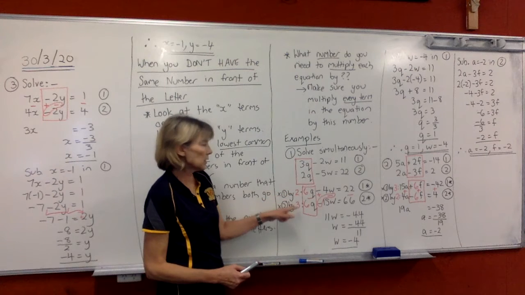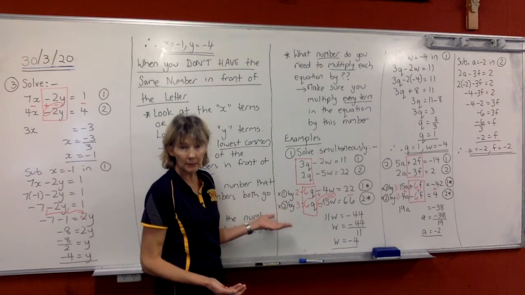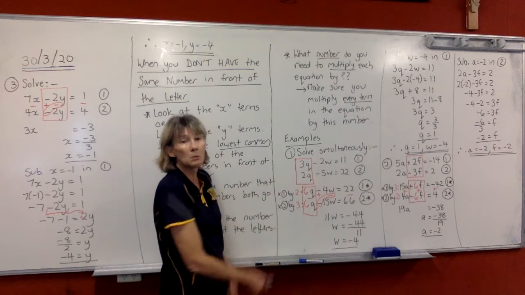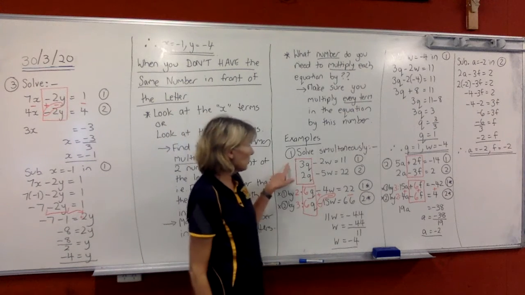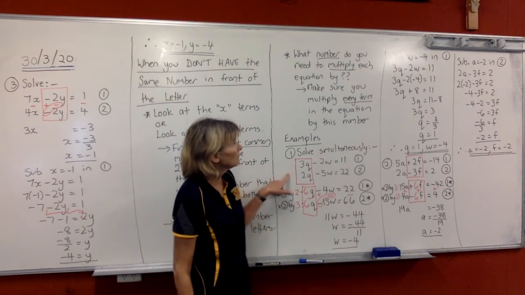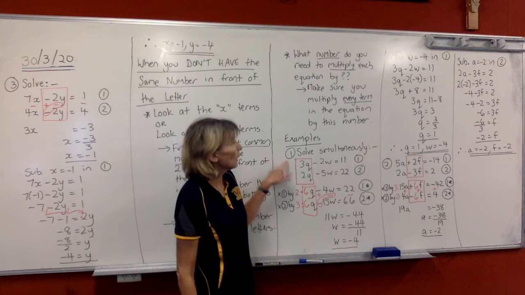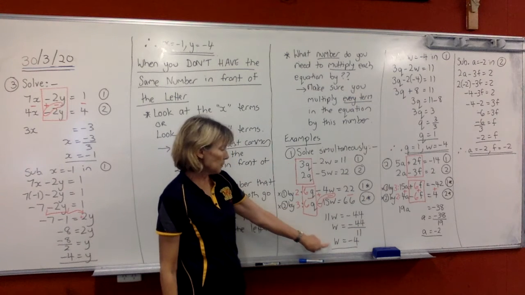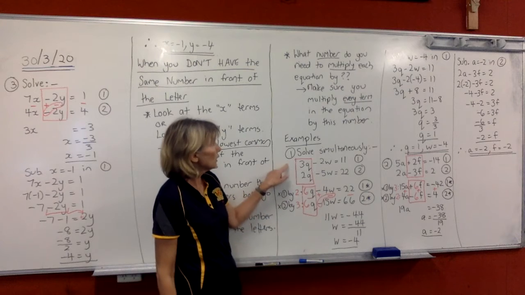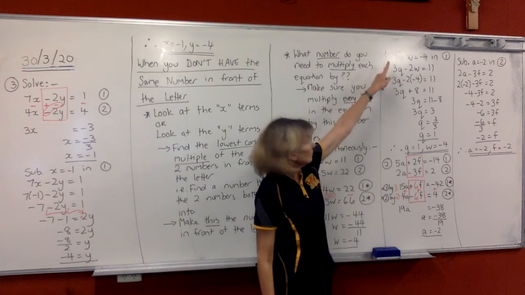But it'd be silly going into these because we've made those numbers bigger. So we're not going to go subbing into those. We're going to go into the ones with the smaller numbers. So you can pick 1 or 2, doesn't matter. I've decided to put it into number 1. So I'm going to sub w equals minus 4 into equation 1.